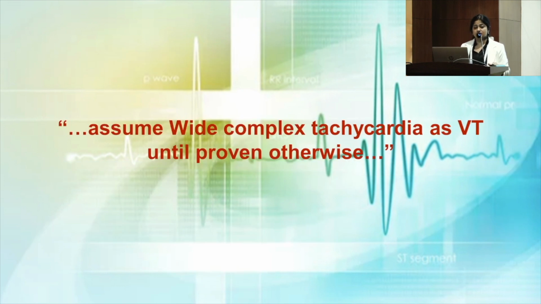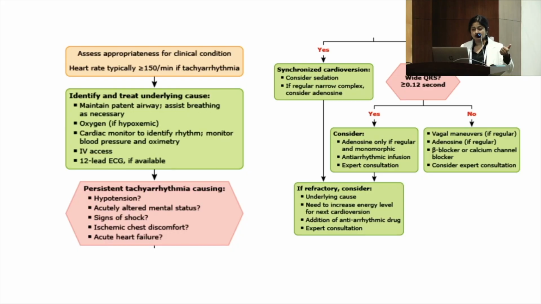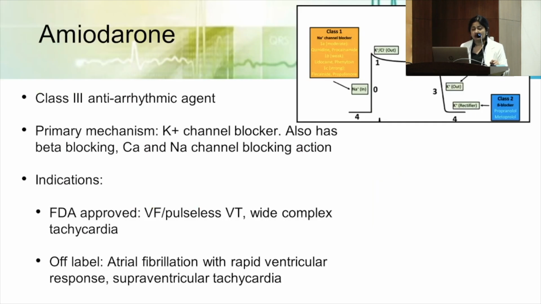In any case, if it is a wide complex tachycardia, assume it to be a ventricular tachycardia until proven otherwise, and treat it as a ventricular tachycardia. How do you treat it? Same. Stable or unstable. If unstable, synchronized cardioversion. Refractory, you can consider antiarrhythmic agents. If stable, then again wide or narrow, and you can manage it accordingly.